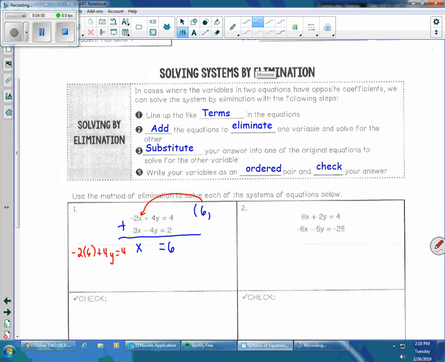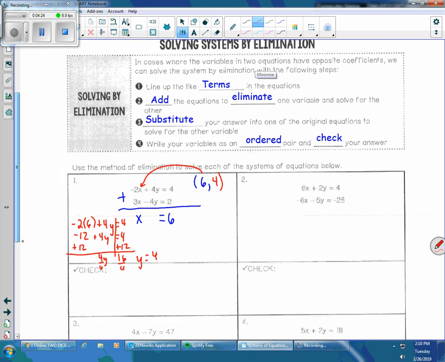So negative 2 times 6 is negative 12, plus 4y equals 4. I need to add 12 to both sides of the equation. So 4y is going to equal 16. Divide both sides by 4, and y is going to equal 4. So I say the solution to the system is (6, 4).